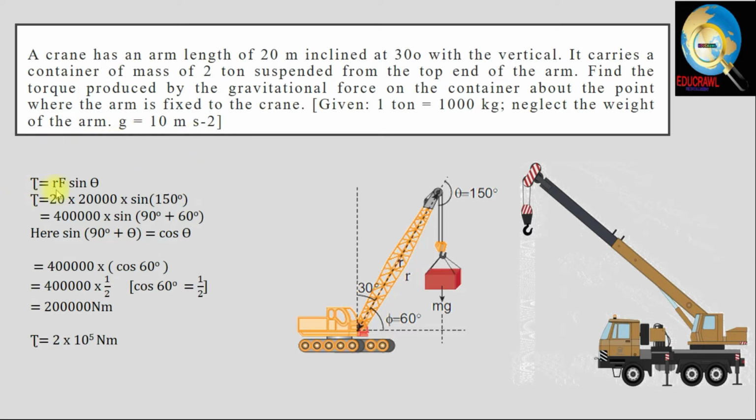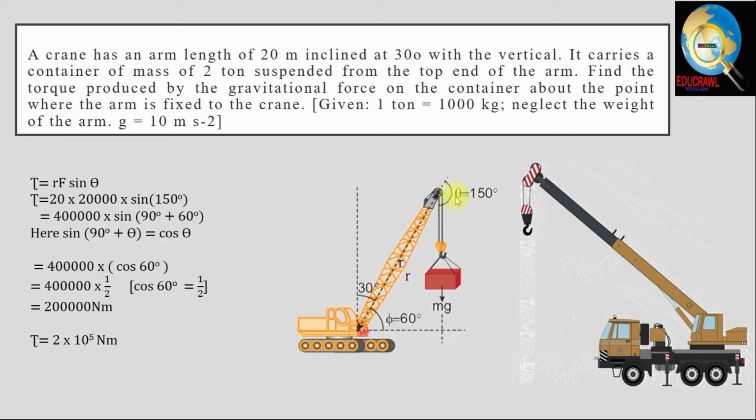So tau = r F sin theta. For the theta value, if you see the diagram, follow my pointer, you can easily find the angle theta. Theta is the angle between the wire in which the mass is hung and the arm of the crane.